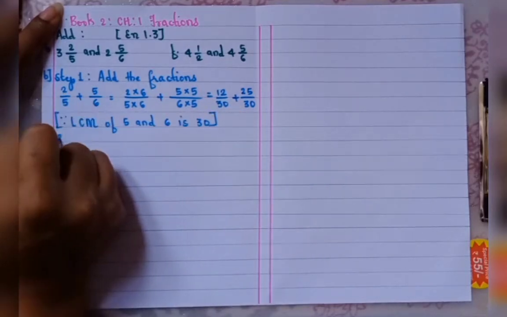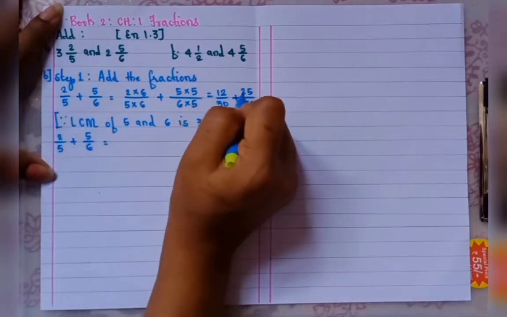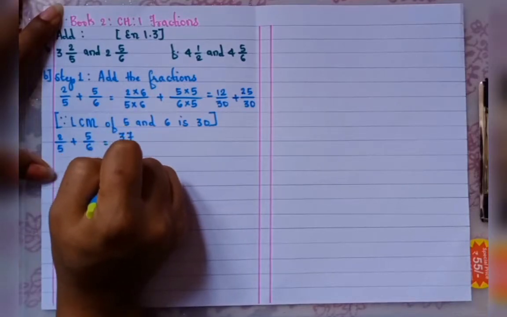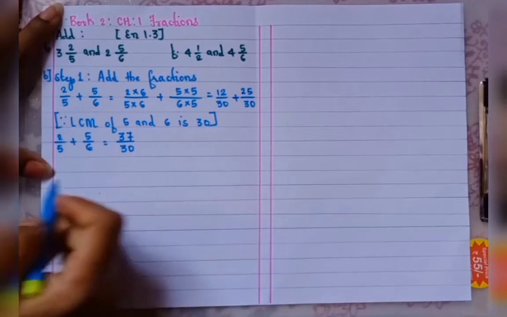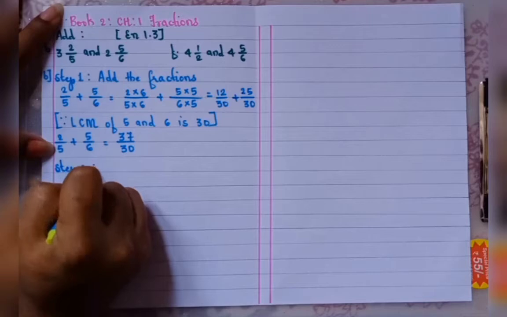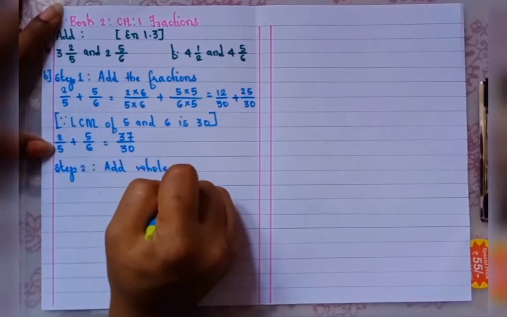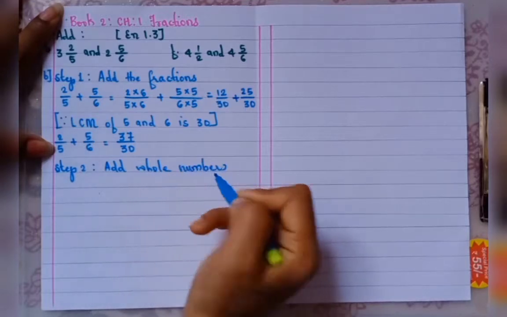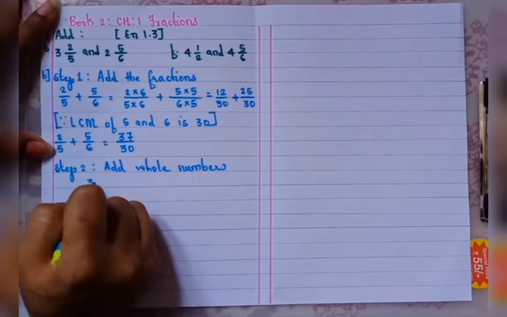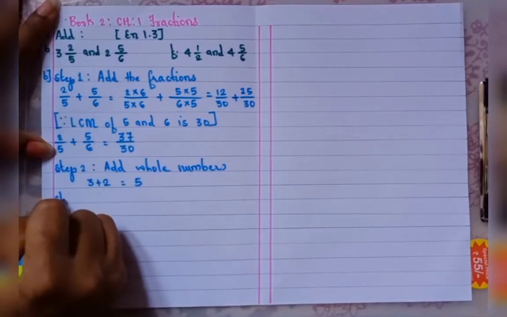So therefore let's go further. 2 by 5 plus 5 by 6 equals 12 plus 25, which gives 37 as the answer, 37 upon 30, isn't it? Now step 2. Our step 2 is add whole numbers. Now let's add the whole numbers here. The whole numbers are 3 plus 2, isn't it? That equals 5.